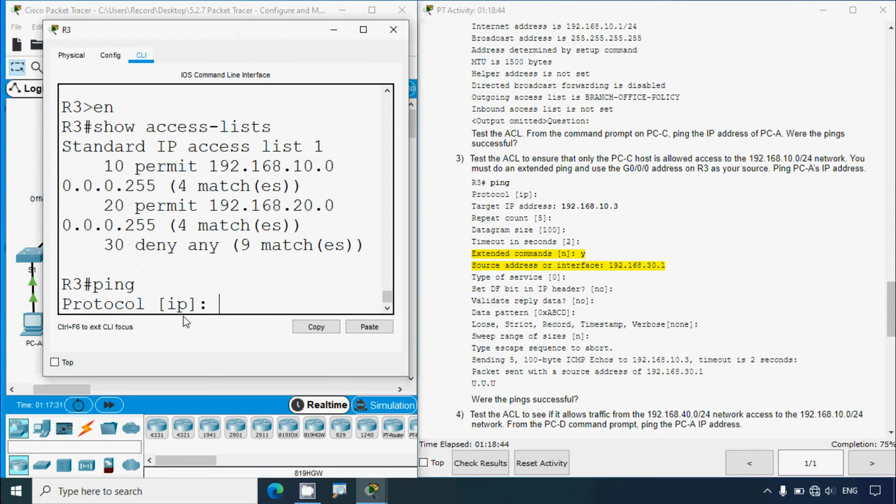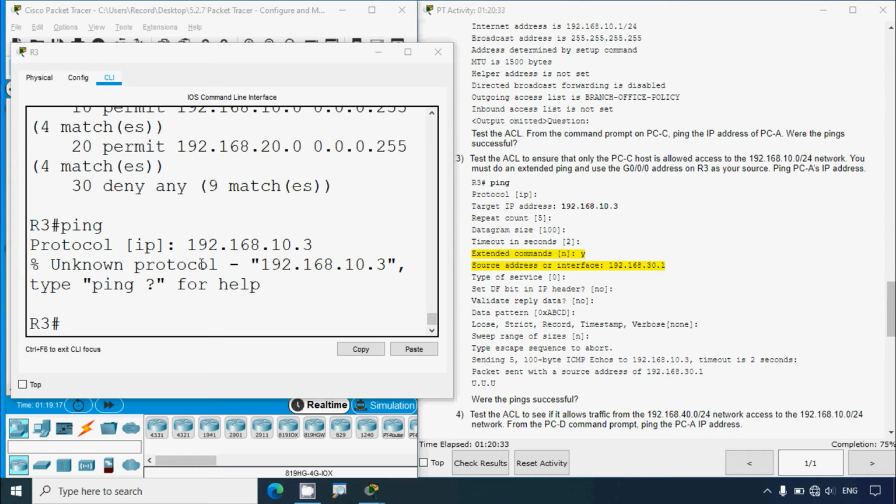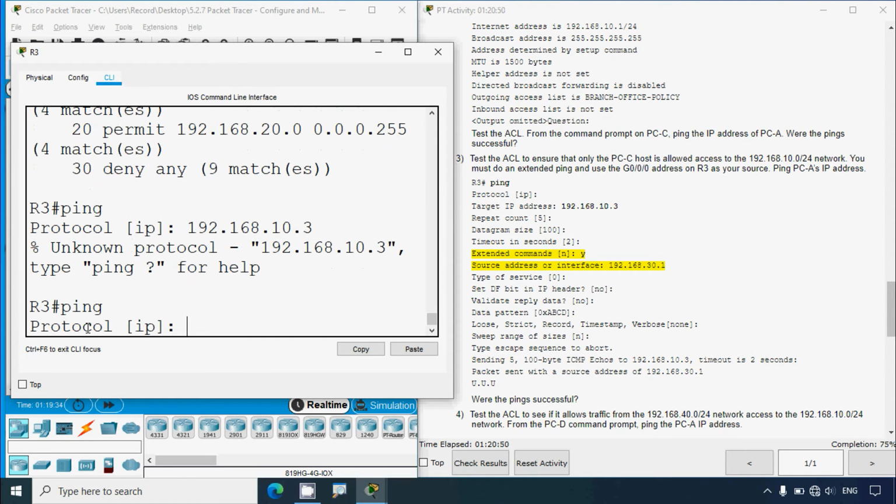Here we can see protocol IP. We will give 192.168.10.3. This is the IP address of our PC-A. Okay, but here we can see we get the error message. The reason is we gave an IP address for this protocol. So here we have to give either IP or simply we can press enter so that it will accept the default protocol, that is IP. That's fine. So we will give ping again, then press enter. So here again we will press enter so that it will take the protocol IP.